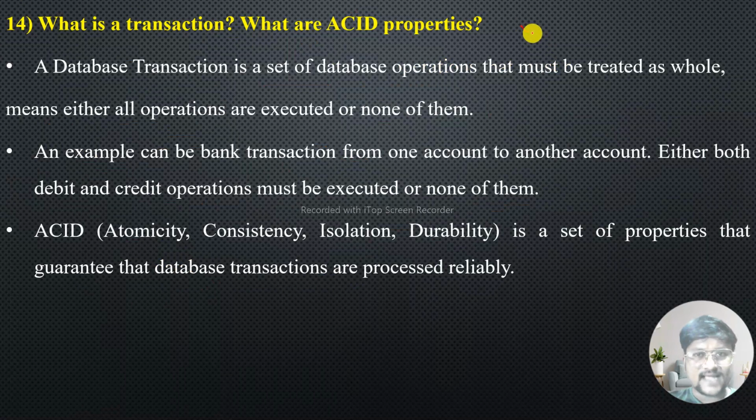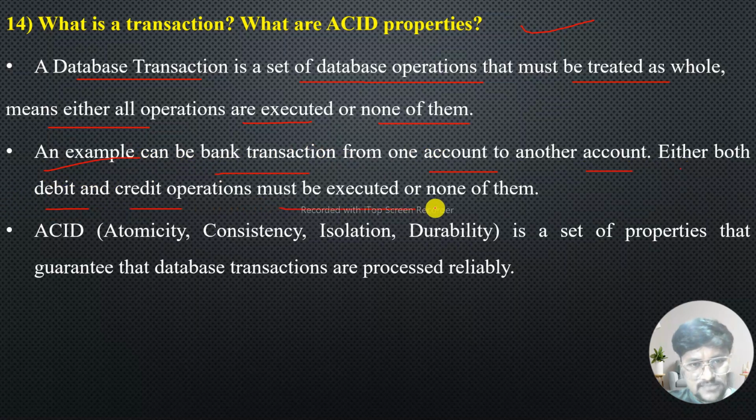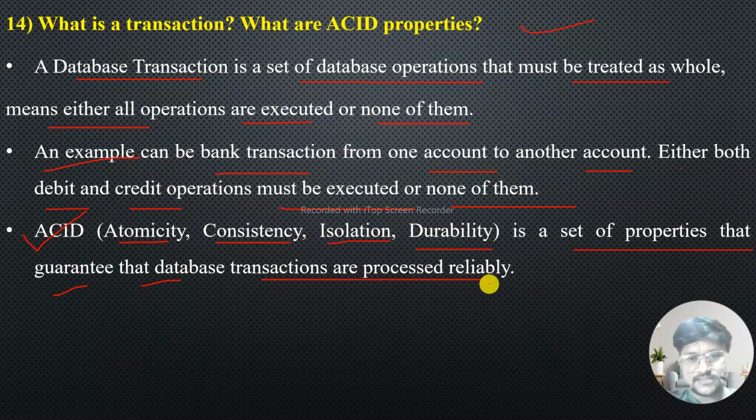Then what is a transaction and what are the ACID properties? A database transaction is a set of database operations that must be treated as a whole, meaning either all operations are executed or none of them are executed. For example, you can take a bank transaction from one account to another account. Either both the debit and credit operations must be executed or none of them. Then ACID properties: A stands for atomicity, C stands for consistency, I stands for isolation, D stands for durability, which is a set of properties that guarantee that database transactions are processed reliably.